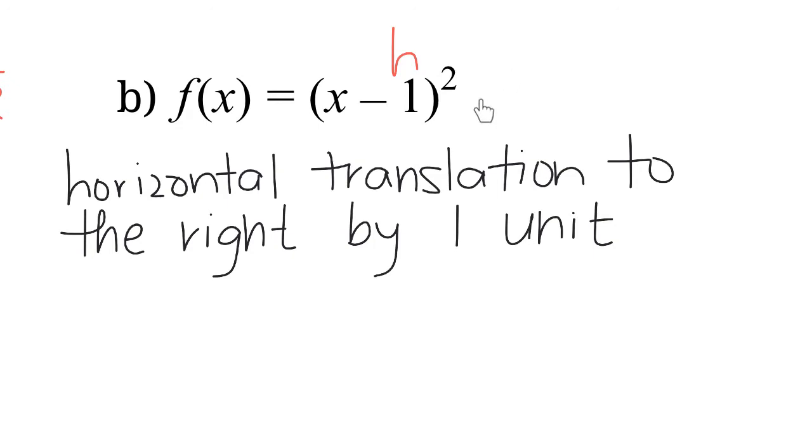Now, because your k value is 0, that means you're actually not moving anywhere. You're just staying in the same vertical spot. So you're not shifting upwards, but you're not shifting downwards. So this particular parabola only has a horizontal translation to the right by 1 unit and nothing else.